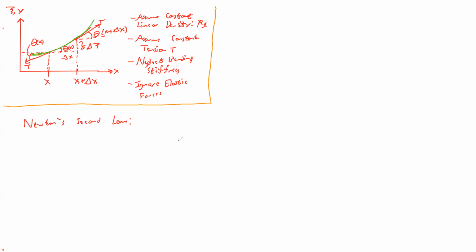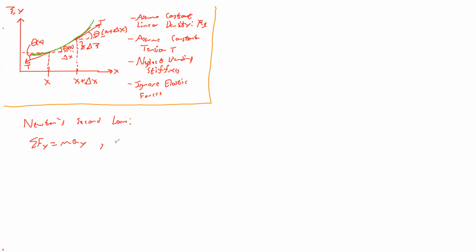So we're going to look at Newton's second law with respect to the y-axis, which, if you remember, is the direction the string is moving. It goes up and down in this figure, which is the y-axis. So we have the sum of the forces in the y-axis is equal to the mass times the acceleration relative to the y-axis.